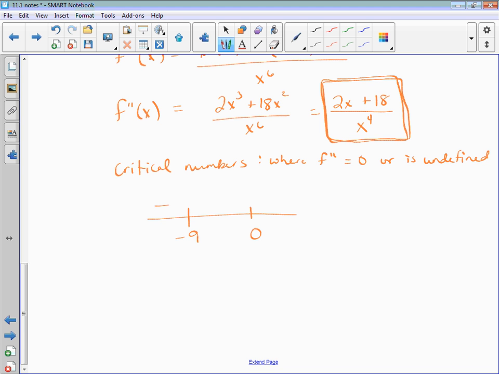Positive. And after that? Positive. Good. 0 has even multiplicity, right, guys? So that means it would bounce off the x-axis. If it's positive on one side, it's still going to be positive after. That's what that's doing. The 0 has even multiplicity.